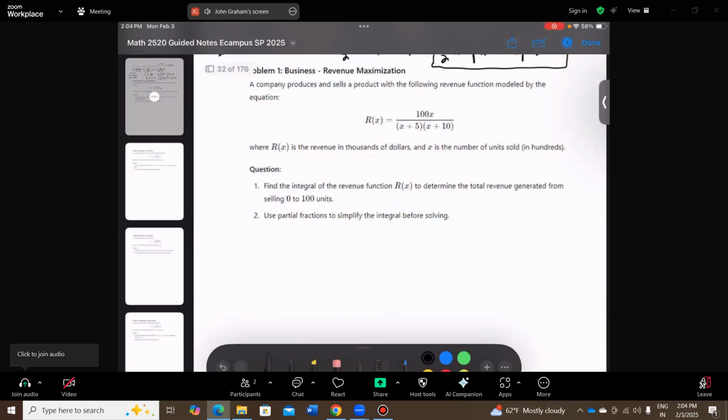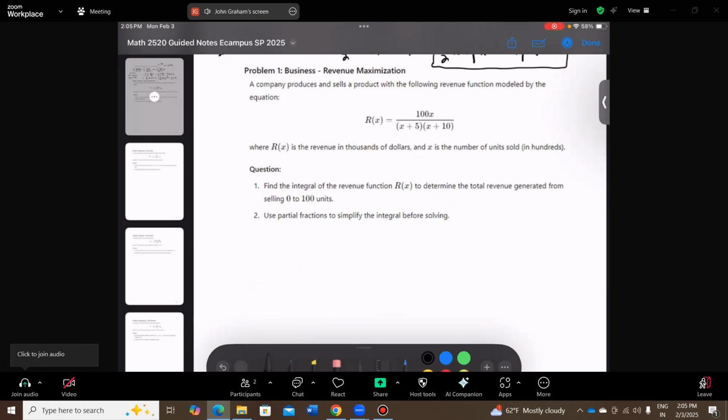Alright, so a company produces and sells a product with the following revenue function modeled by the equation R of x equals 100x over x plus 5 times x plus 10, where R of x is your revenue in thousands, and x is the number of units sold. Find the integral of the revenue function to determine the total revenue generated from selling 0 to 100 units. And then the second part will be use partial fractions to simplify the integral before solving it.